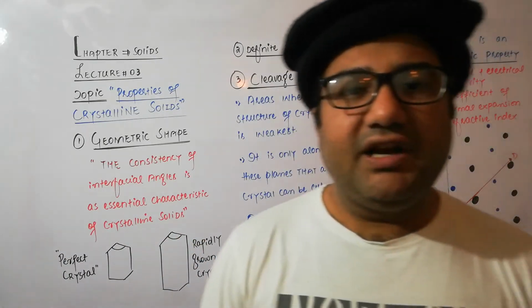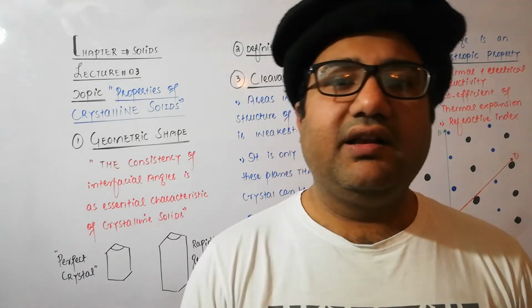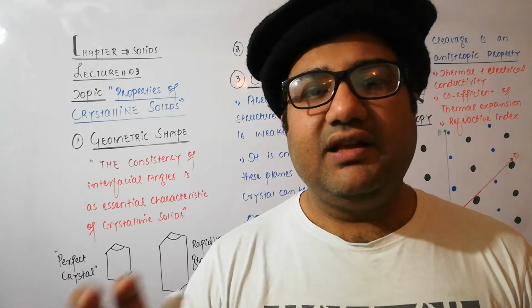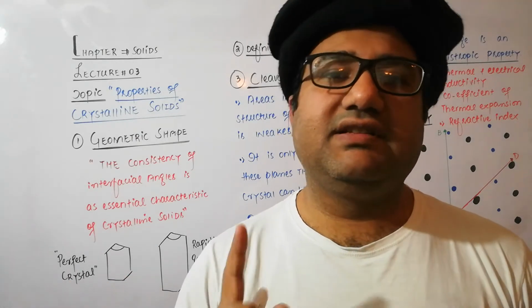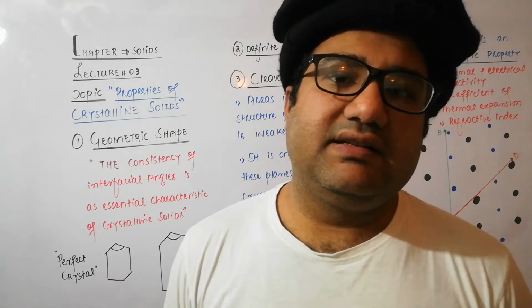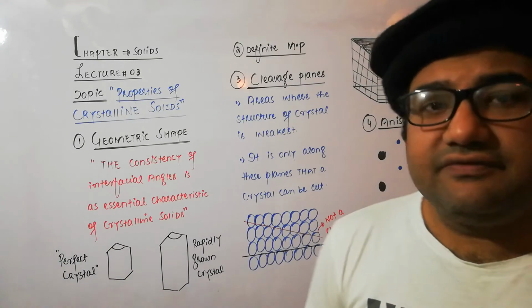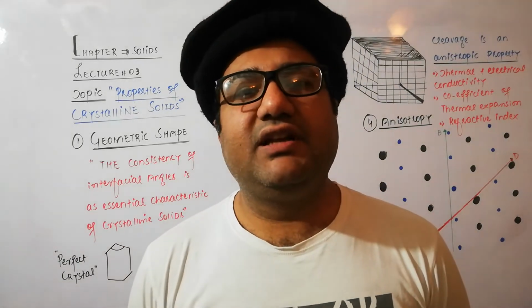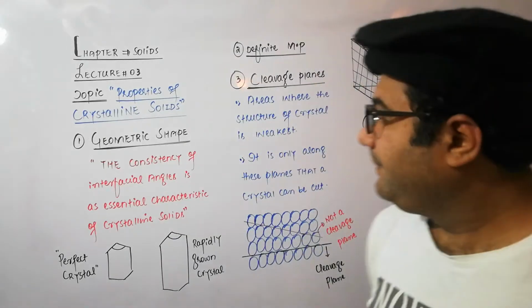is the same. It means whether you grow a crystal in a slow manner or in a fast manner, their shape and size may slightly change, but there will be no difference in the interfacial angles. Interfacial angles remain the same. So this was the first property, which means that every crystalline solid has definite geometric shapes.